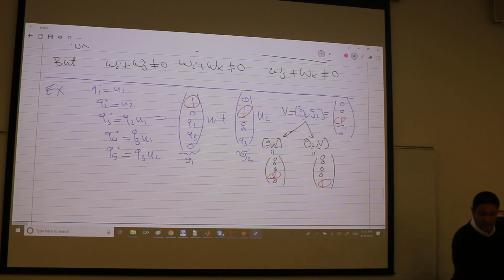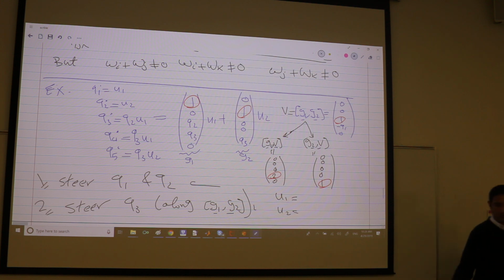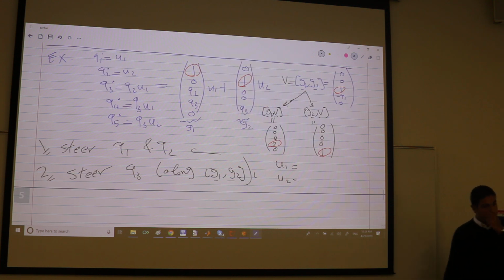They said first steer Q1 and Q2, and you don't need any advice to do it, right? Steer Q1 and Q2 directly, that's okay. Second, let's steer Q3, which needs motion along the Lie bracket of G1 and G2, right? Any suggestion here, what is U1 and what is U2? Any suggestion? One is cosine, the other is sine. Yeah, so this guy is, say, sine omega.